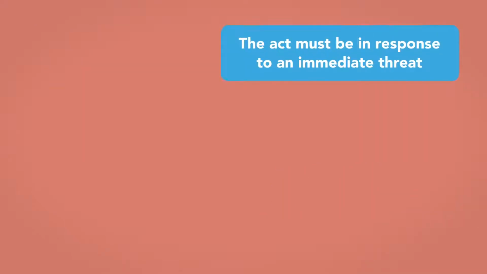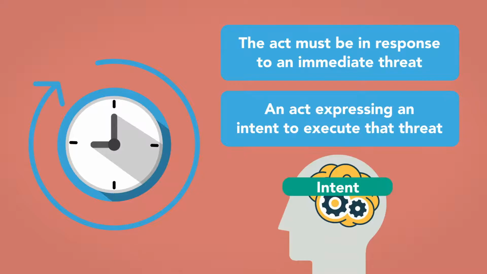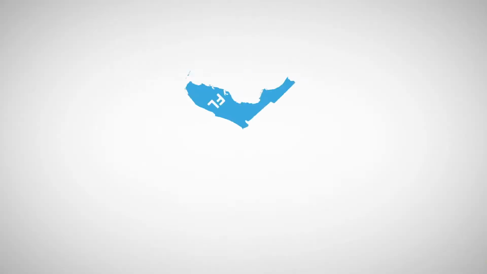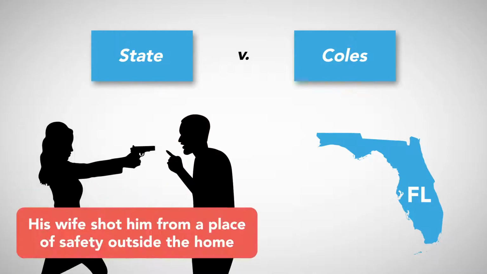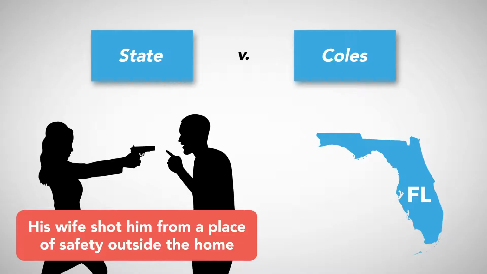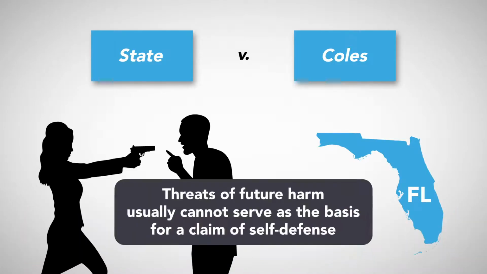To constitute self-defense, the act must be in response to an immediate threat and accompanied by an act expressing an intent to execute that threat. For example, in a Florida case, a husband threatened to kill his wife from inside their home. He took no action to carry out his threat, and his wife shot him from a place of safety outside the home. In this case, self-defense was not established. Similarly, threats of future harm usually cannot serve as the basis for a claim of self-defense.